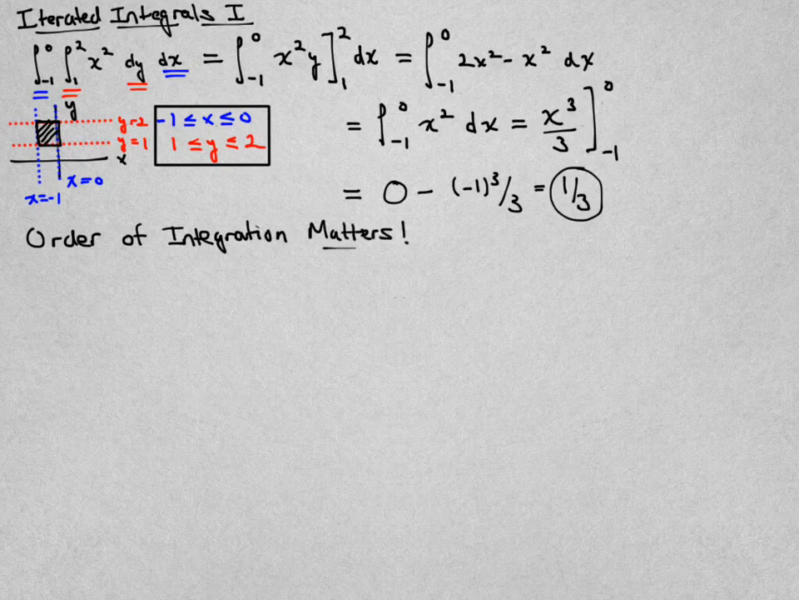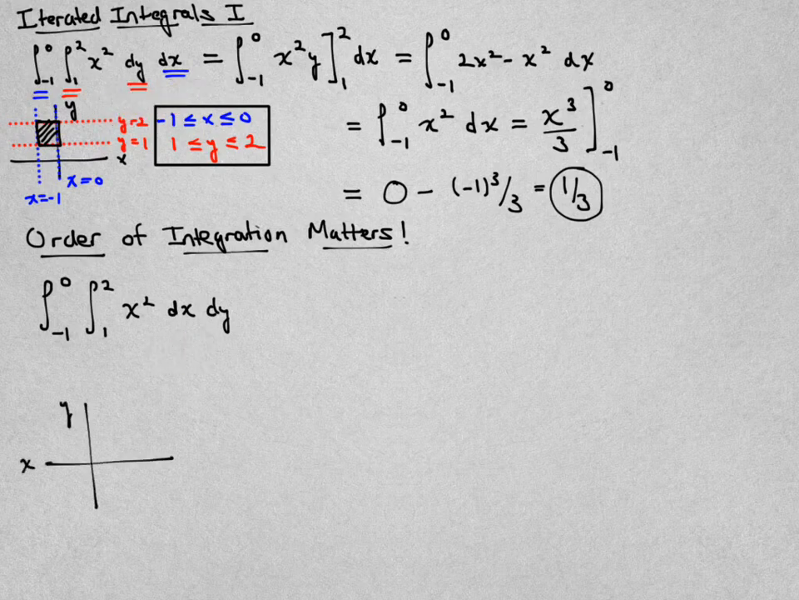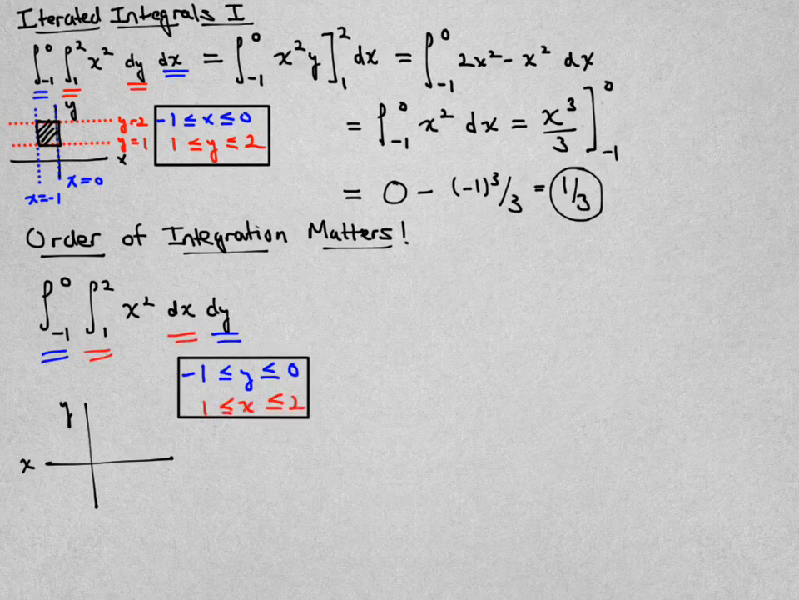If I arbitrarily just decide to change the differentials around and write, instead of dy and dx, write dx and dy, I'll have a very different, potentially very different answer because I'm calculating a different volume or different double integral. Now, my y values are ranging from -1 to 0. My x values are ranging from 1 to 2. And that's a very different rectangular region.